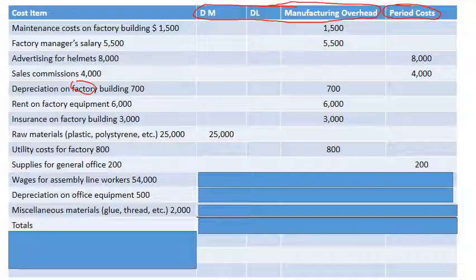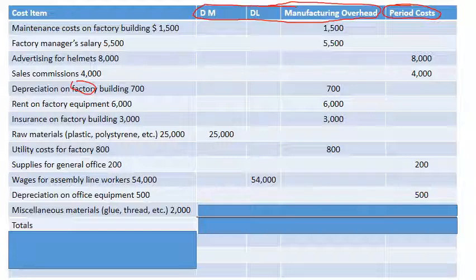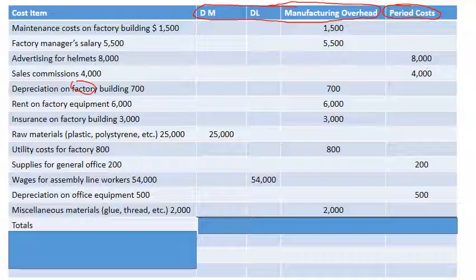Wages for assembly line workers, that's going to be direct labor. Depreciation on office equipment, that would be a period cost because it doesn't have to do with the factory. And then miscellaneous materials, and we're talking about glue and thread, that has to do with the production, so it would be overhead. So we're going to total these.